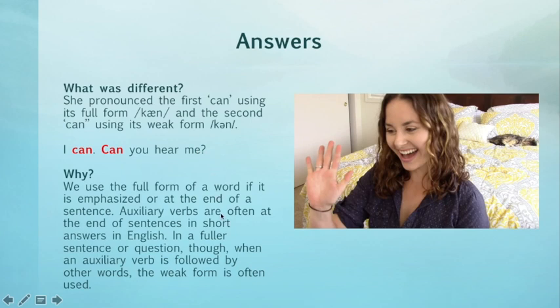Why did she do that? We use the full form of a word if it is emphasized or at the end of a sentence. So here it was at the end of the sentence and probably emphasized. Auxiliary verbs are often at the end of sentences in short answers in English. So this was a short answer to the question, can you hear me, from the interviewer. She just said, I can. In a fuller sentence or question, though, when an auxiliary verb is followed by other words, the weak form is often used. So here, it was just, can you hear me?